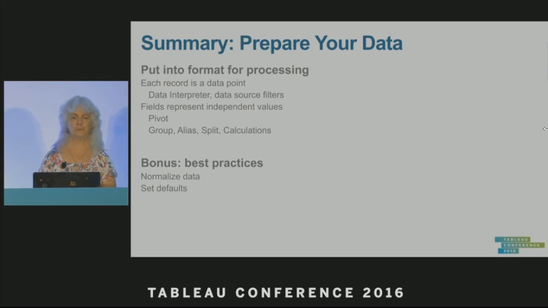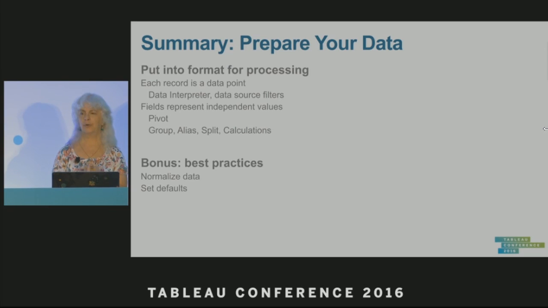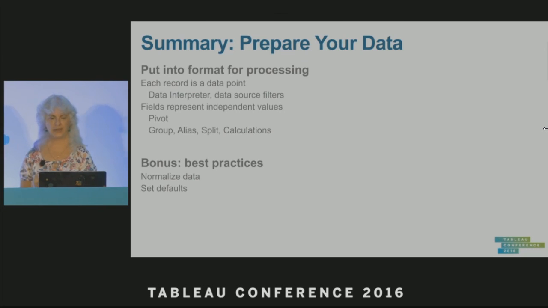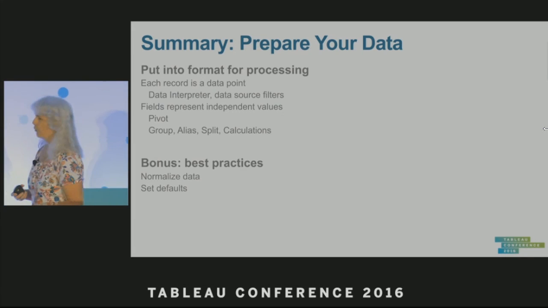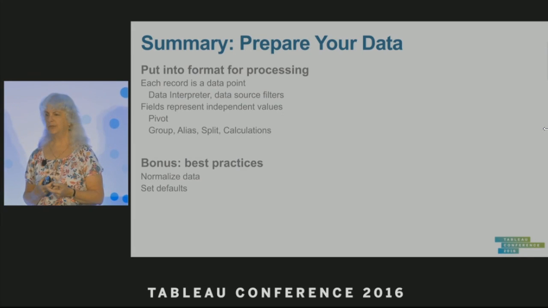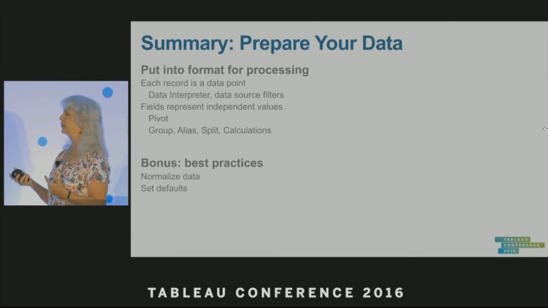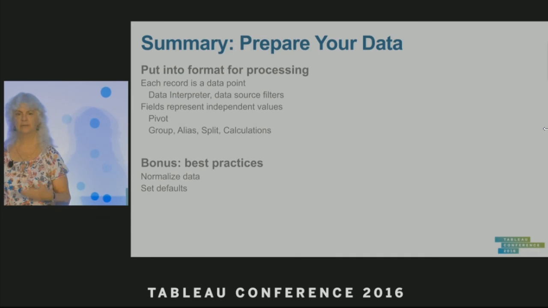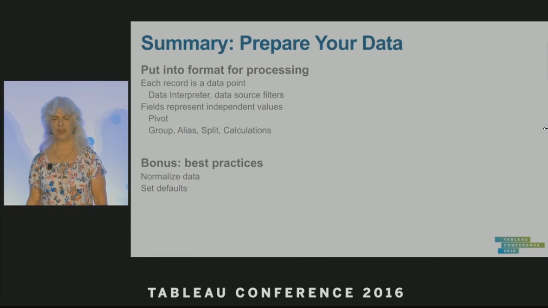So, summary for the whole talk. The first section was about putting your data into a format for processing. Each record should be a clear data point. Data interpreter and data source filters are good for that. And each field should represent an independent value to use in your processing. Pivot and those other functions, groups, aliases, split, calculations are good for that. Finally, we talked about some best practices.